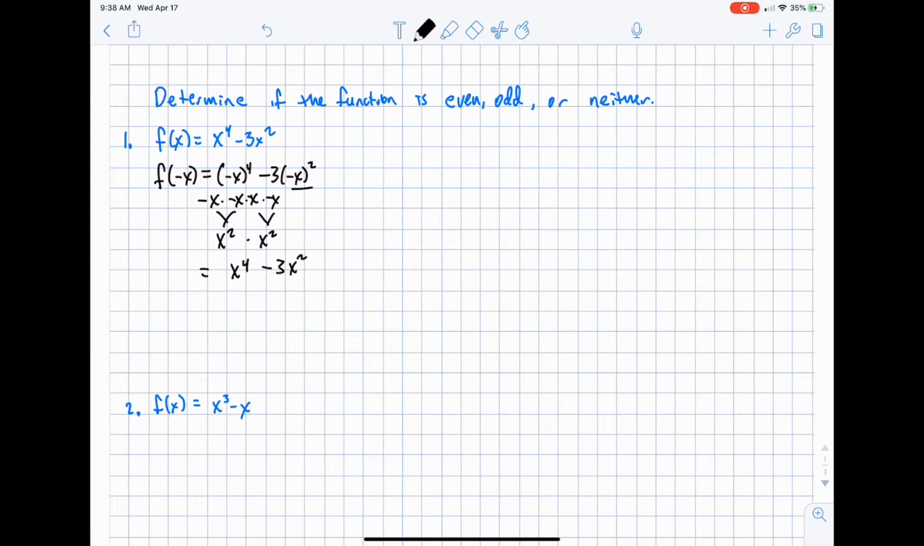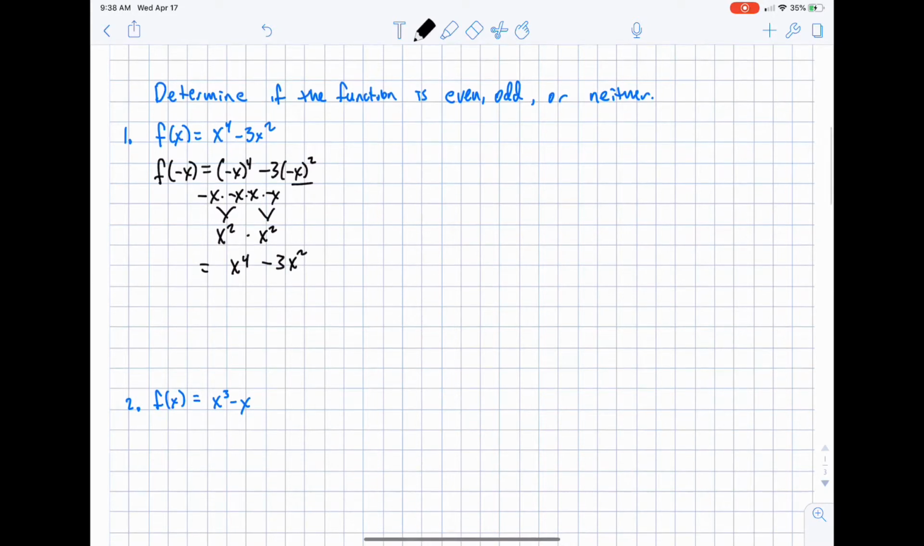So what do we find out? Well, I notice that this is the exact same as my original function. So f of negative x ends up equaling f of x. So the rule said if f of negative x equals our original function f of x, the function is even.